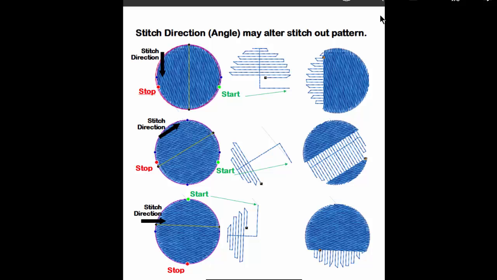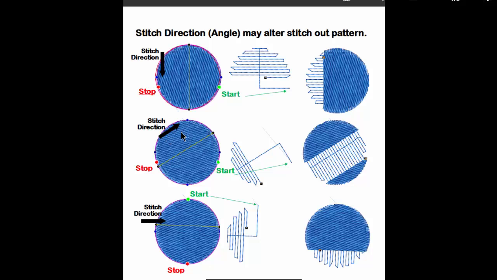Here's another slide where we can see all of this in a little bit more slow motion, a stop-action type of slide. Depending on the stitch direction or the angle that you have set, this could alter the stitch out pattern. If we have our stitch direction going vertically and our stop and starts are on the sides, this is the starting point for the underlay. So we start here, go up to the top, and here we have our stitch direction, and it then comes to the sides where it's going to fill in all of our stitch direction over to the side.